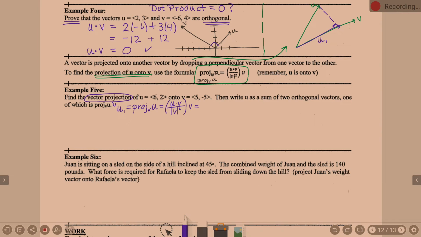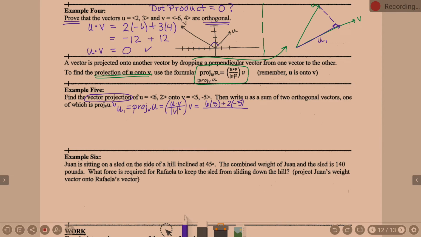Okay, u dot v. What are you guys doing for u dot v? How do we do u dot v? 6 times 5, then plus 2 times 5. Yes, you guys with her? u dot v is u1 times v1 plus u2 times v2, right? So 6 times 5 plus 2 times negative 5 will be our numerator.